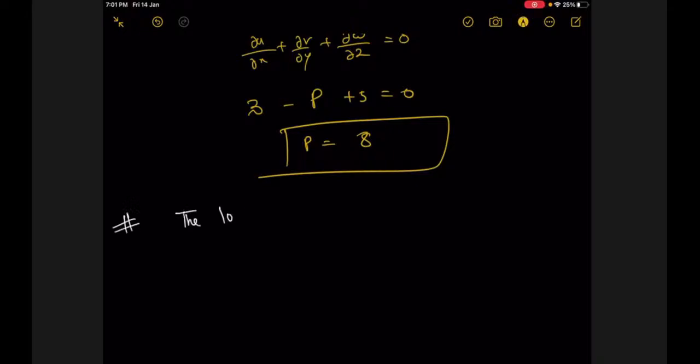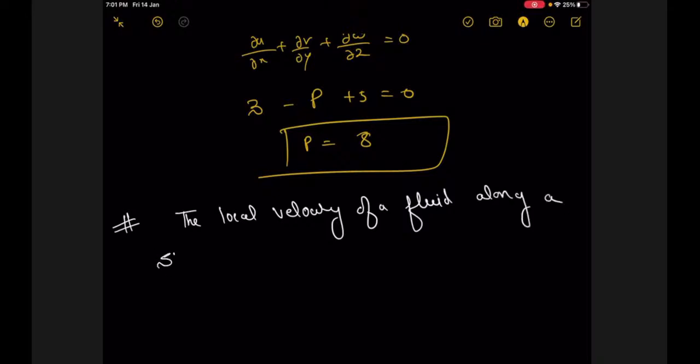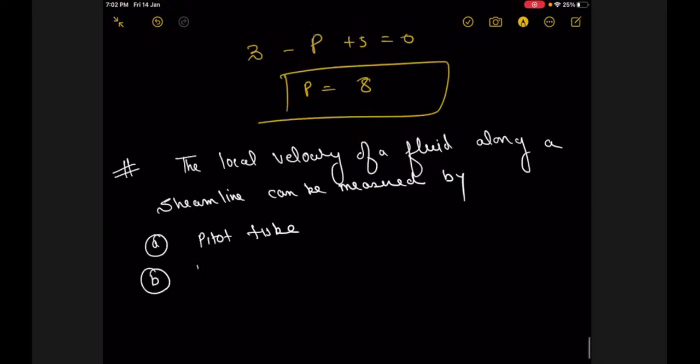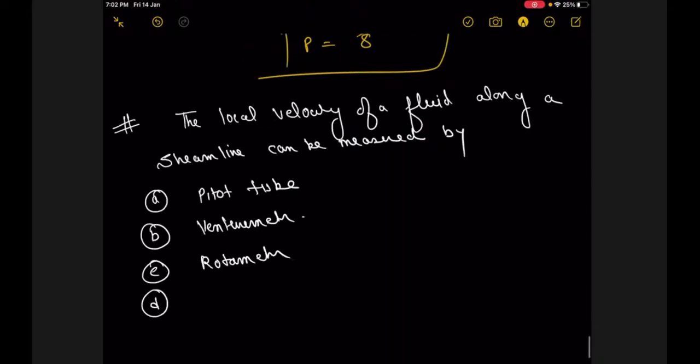Next, the local velocity of a fluid along a streamline can be measured by: A, pitot tube; B, venturimeter; C, rotameter; D, orifice meter.